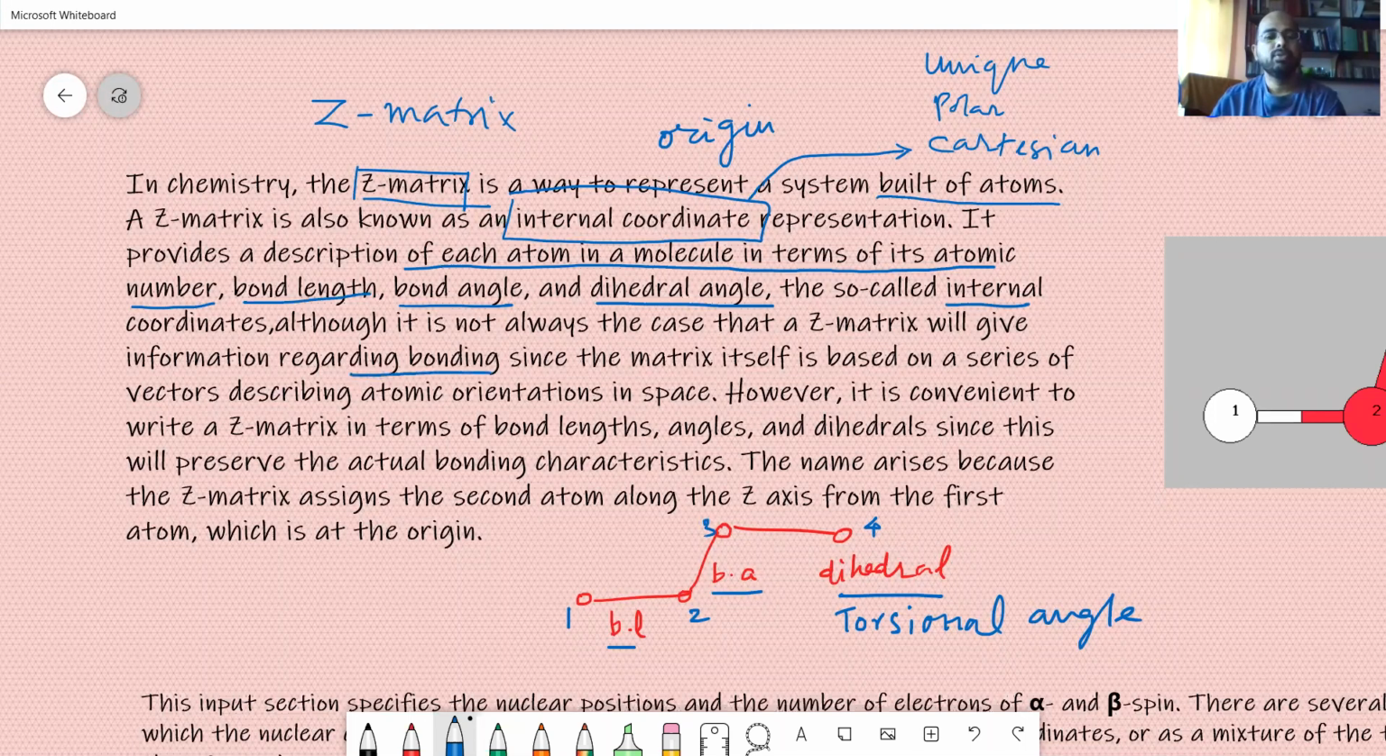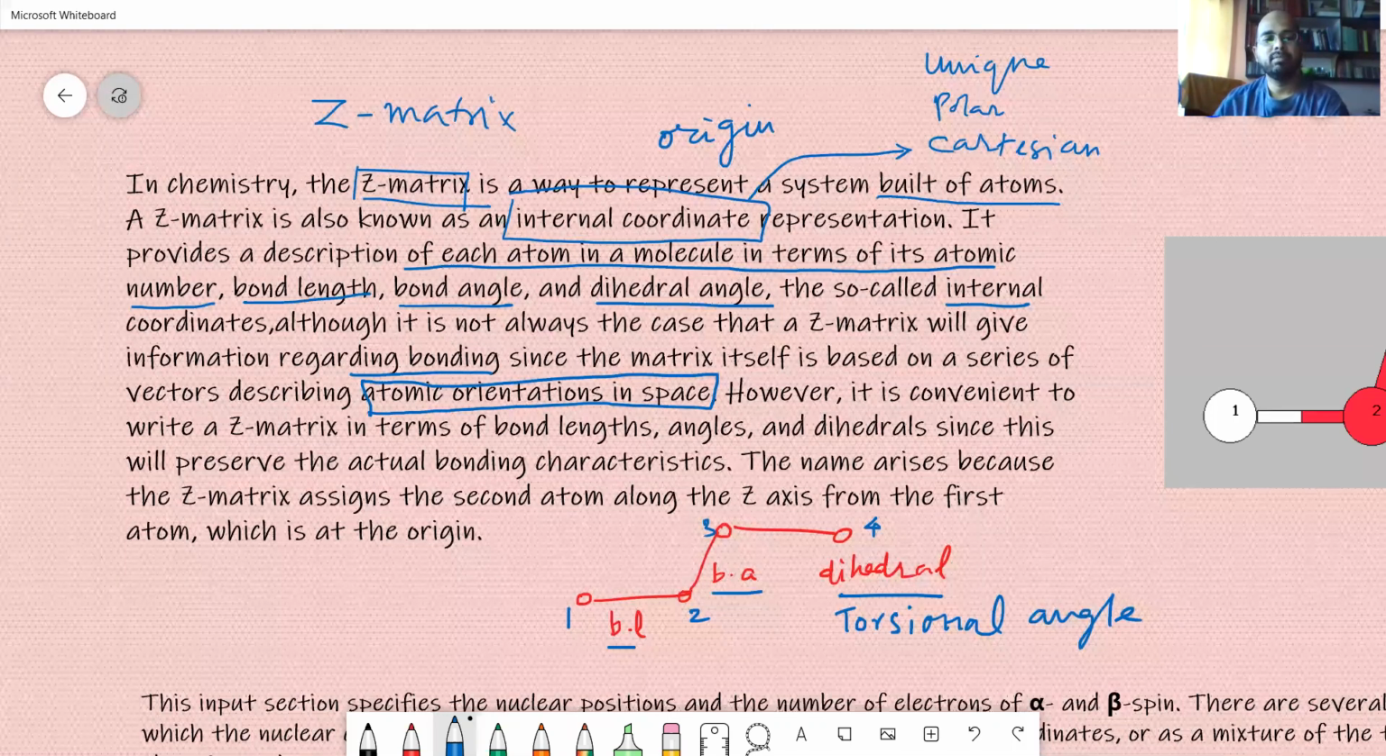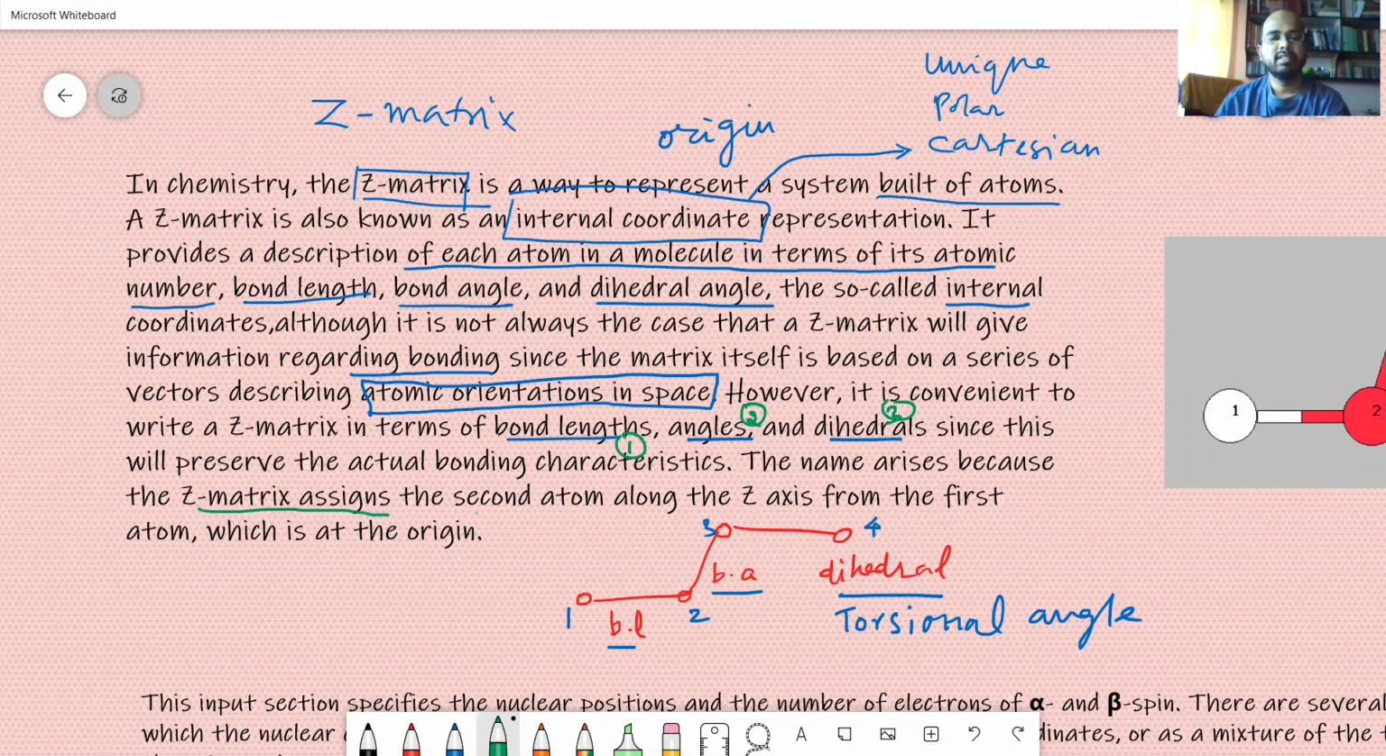Okay, so it is not always the case that the Z matrix will give information regarding bonding, but it will give the atomic orientation. However, it is convenient to write a Z matrix in terms of bond lengths, angles, and dihedral angles. These 3 we need to remember: bond length, bond angle, and dihedral angle. Since this will preserve the actual bonding characteristic, the name arises because the Z matrix assigns the second atom along the Z-axis from the first atom, which is the origin. So I will explain, you don't have to worry.